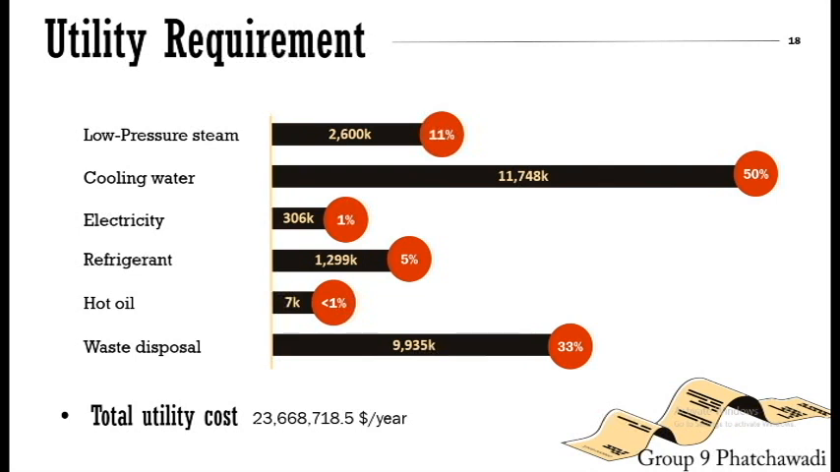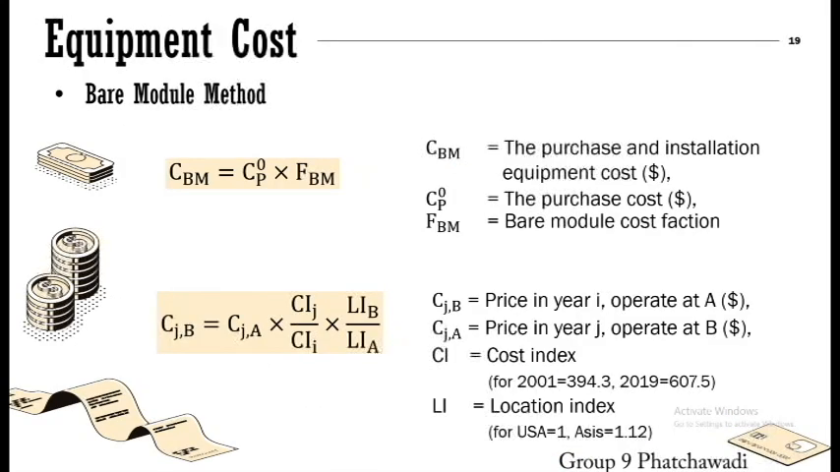There are 6 types of utility used in the plant: low pressure steam, cooling water, electricity, refrigerant, hot oil, and waste disposal. The utility expenses, the charge of each utility, and the percentage of each utility cost are shown in the graph. The highest utility cost of the process is cooling water, which is 50% of total utility cost. So the total utility cost of the process is about $23.7 million per year.